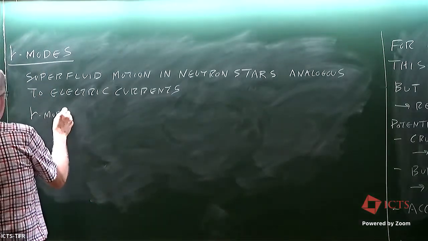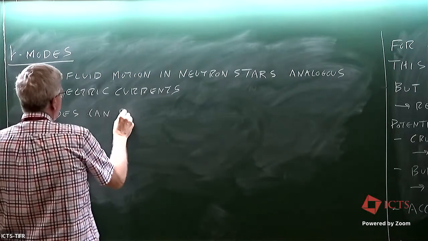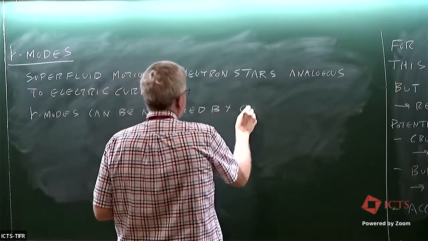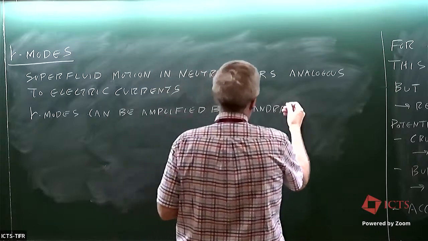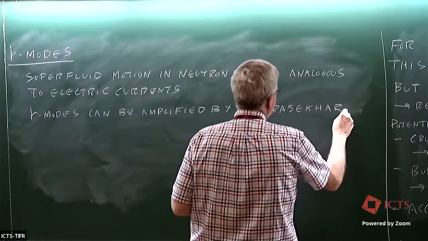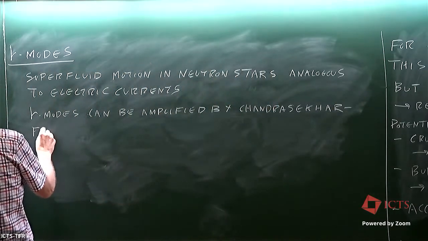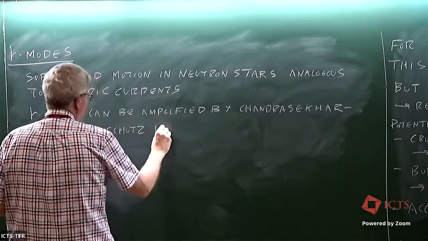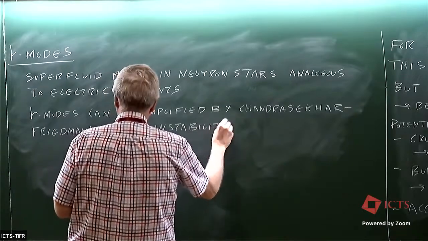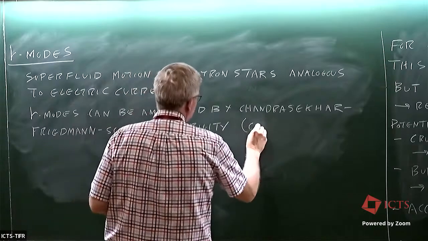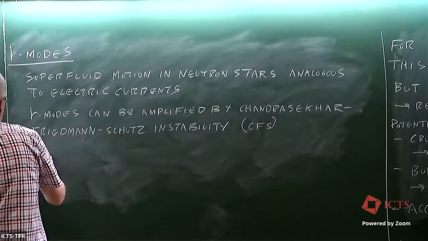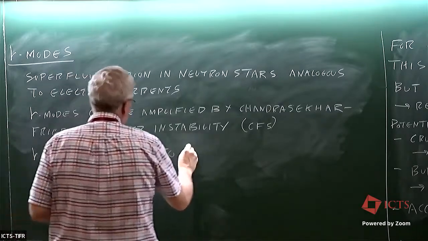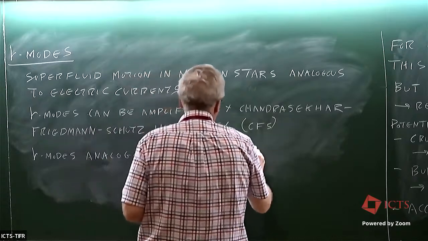Now, R modes in particular are susceptible to amplification by what's known as the Chandrasekhar-Friedman-Schutz instability. This is also shorthand as a CFS instability. These R modes are analogous to what are known as Rossby waves in our own atmosphere.